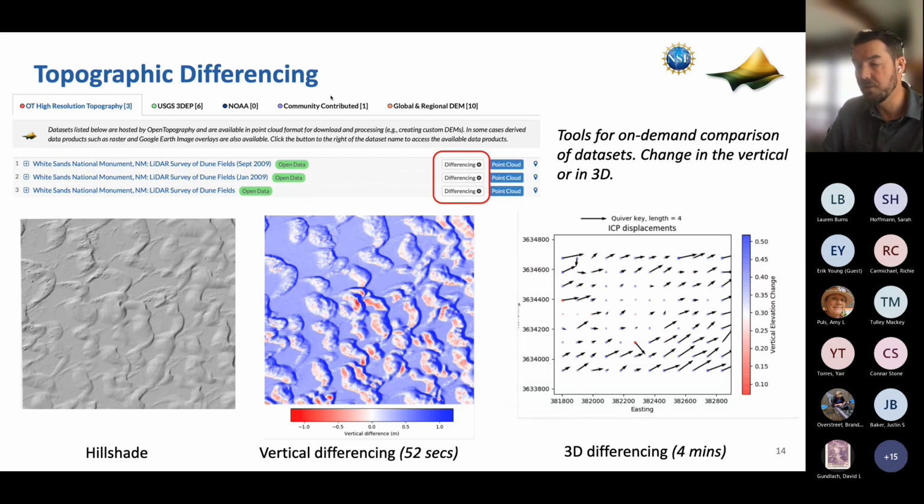You can also compute 3D differences. This is a more complicated thing inside of OpenTopo. I won't talk much about this. People can ask questions.